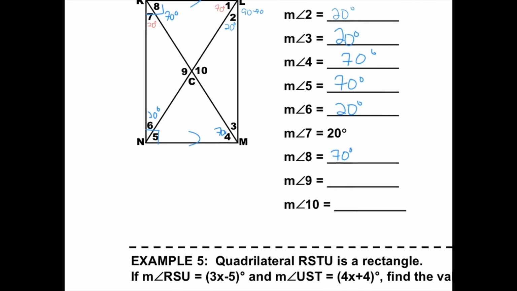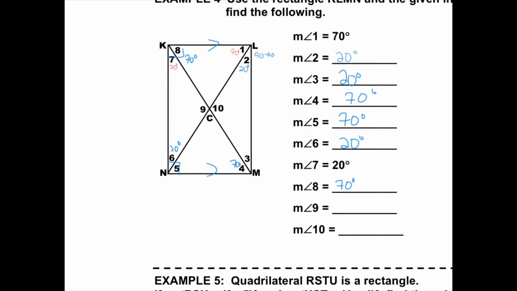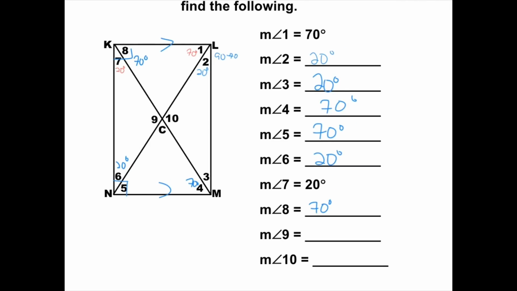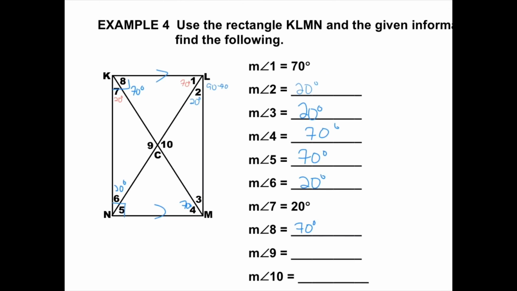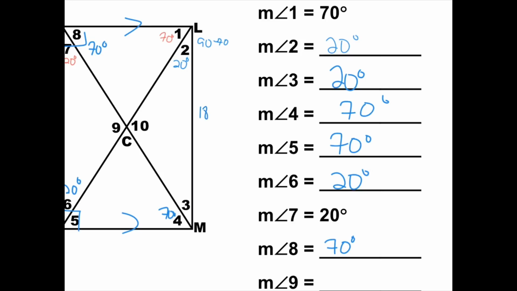Now that leaves us with angles 9 and 10. We're going to have to use some knowledge of triangles to find this one, but it should be pretty easy. I have this triangle over here. I'm going to call it triangle LCM, that one right there that I outlined in blue. The total should be 180 degrees. So if I take 180 and subtract both of the other angles I know, which are both 20, that leaves me with 140 degrees for angle 10.